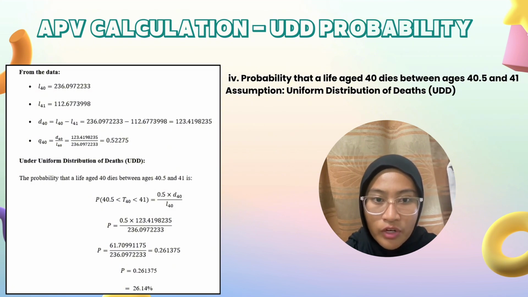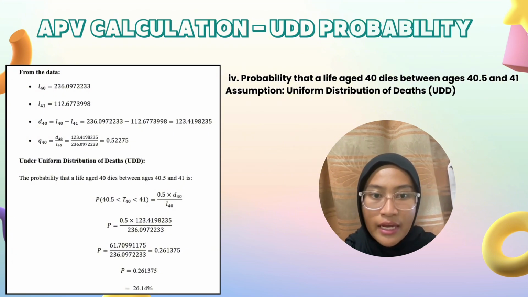Under UDD, half of these deaths occur in the first 6 months, so the probability of dying between 40.5 and 41 is 0.5 times the death rate, giving us 26.14%. This indicates an extremely high mortality risk at age 40.